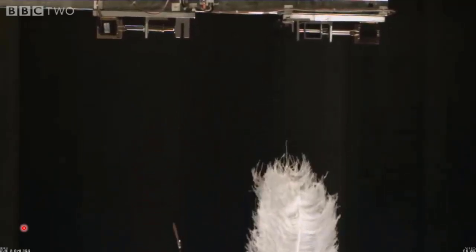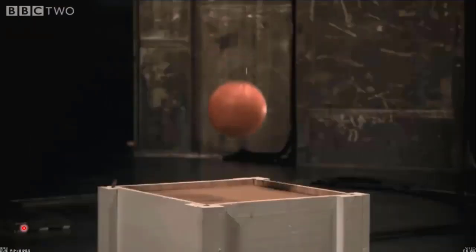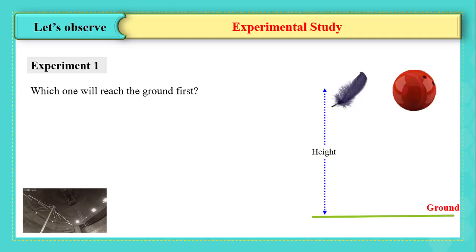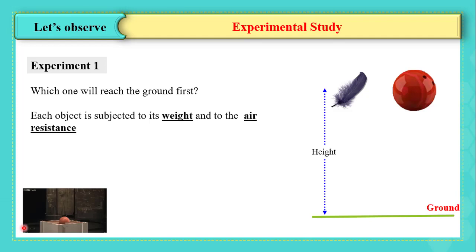This time the feather fell down to the ground at a slower rate than the bowling ball. But what are the external forces acting on each one of the two objects in this case? Actually, each object is subjected to its weight and to the air resistance.